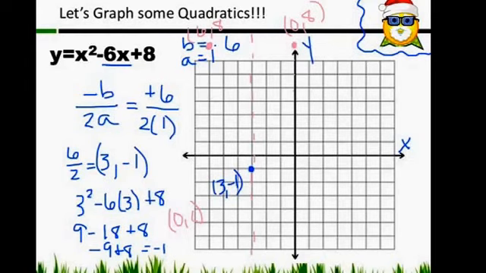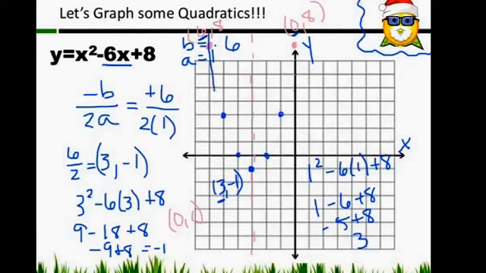My vertex is 3, negative 1. And I still need 2 more points, so I'm going to plug in a number. I already plugged in 3, and I have 0, and I have 6. So I can pick a number between 0 and 3 and 3 and 6. I'm going to go ahead and go with 1 because 1's easy to plug in. So 1 squared minus 6 times 1 plus 8. 1 minus 6 plus 8 gives me 3. So 1, 3. And then I'm going to reflect that point and draw the graph.